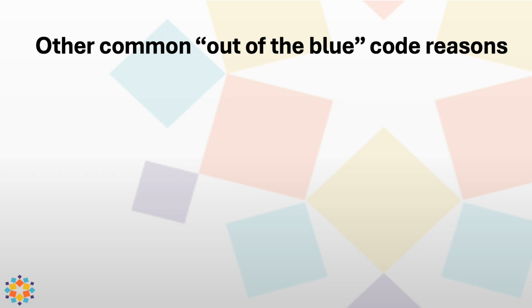All right, last slide. There are some other common out-of-the-blue code reasons where you didn't think this was going to happen. Everything was moving along nicely, and then you code. There's obviously a lot more than we're going to cover here, but here are some other ones that you need to consider. First, let's think about pericardial effusion or tamponade.